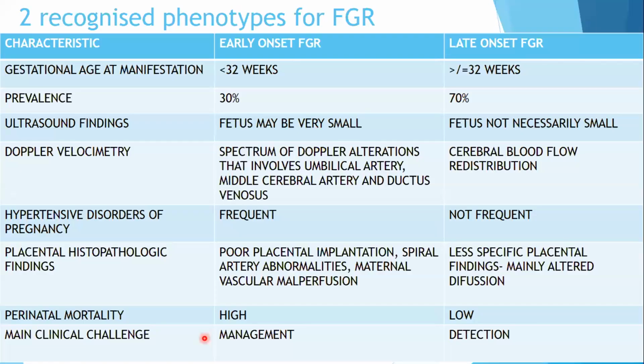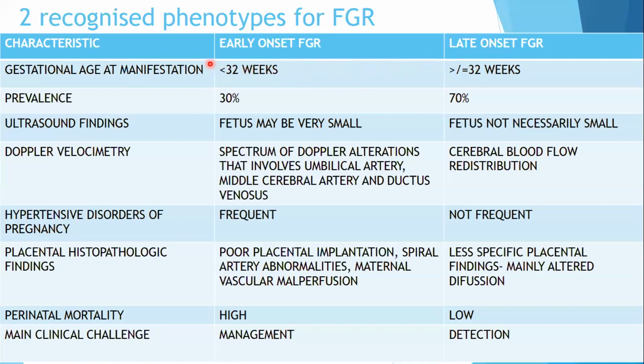Now, before I go on to the actual diagnosis of fetal growth restriction, I want to highlight the phenotypes that we now recognize. We can divide fetal growth restricted babies into those with early onset fetal growth restriction and those with late onset fetal growth restriction. The basis of this distinction is that the onset of fetal growth restriction in those with early onset is earlier than 32 weeks, whereas the onset is later than 32 weeks for those with late onset fetal growth restriction.